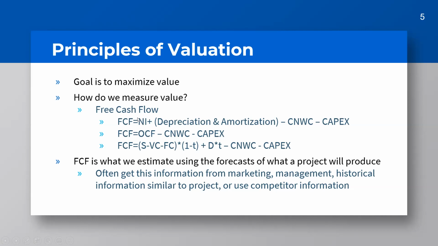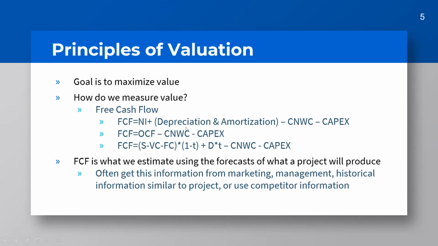We can start with the net income from the income statement, add back depreciation and amortization. That's going to be reported on either the income statement and or the cash flow statement. And we net out changes in net working capital. That's going to be taken either from the cash flow statement or the balance sheet. And capital expenditures. That again is either going to be taken from looking at balance sheets or a cash flow statement. So all this information is readily available.